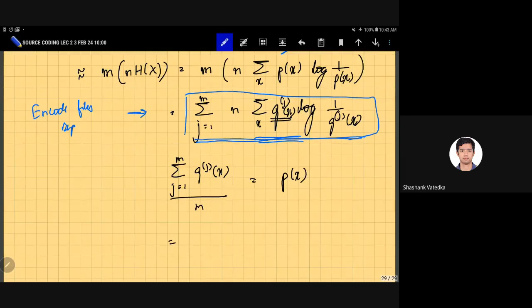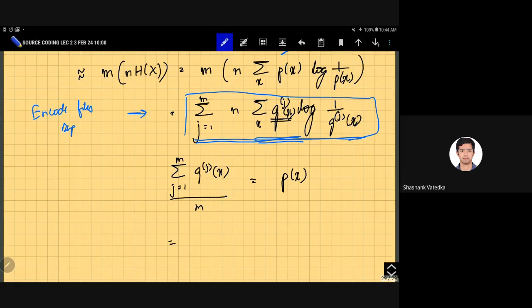Of course, you cannot achieve this, because you didn't have this extra information of what p is. But if somehow the genie gave you what p was, then you could in fact achieve a rate of h of p. But now what you achieve is only h of p plus dpq.